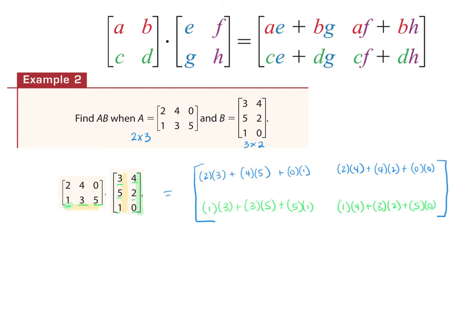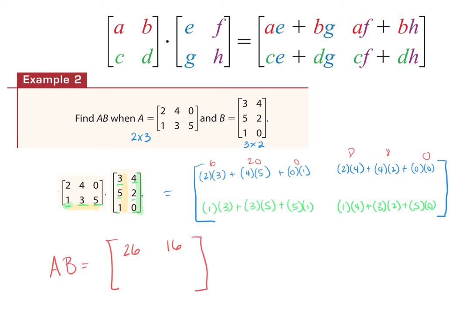Once I'm done, I'm just simplifying basic multiplication and addition, okay? So my answer to A, B is going to be these sums. So this is 2 times 3 is 6. 4 times 5 is 20. 0 times 1 is 0. 6 plus 20 plus 0 is 26. That's my first element. So next one, 2 times 4 is 8. 4 times 2 is 8. 0 times 0 is 0. 8 plus 8 plus 0 is 16. That is my first row.